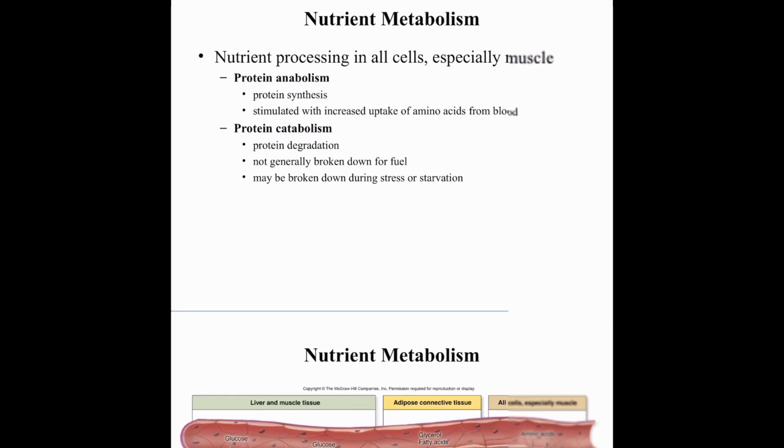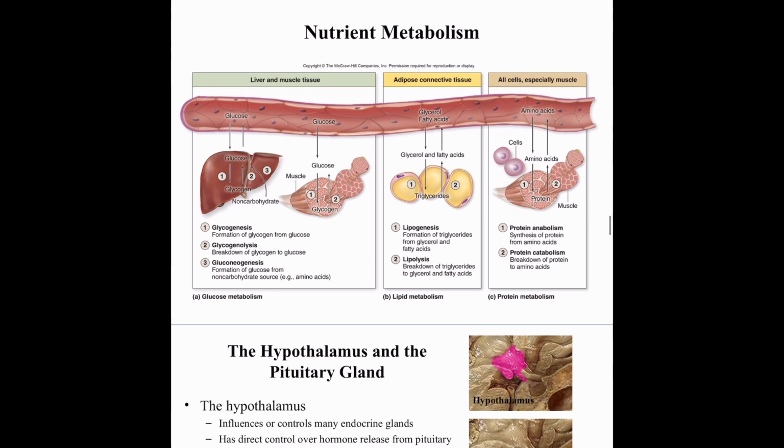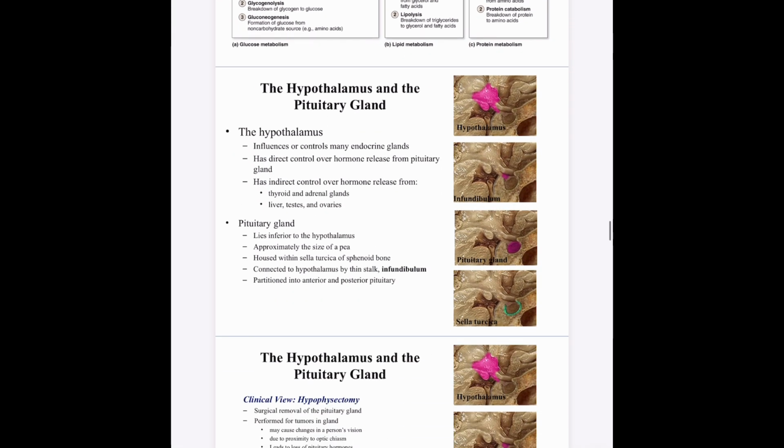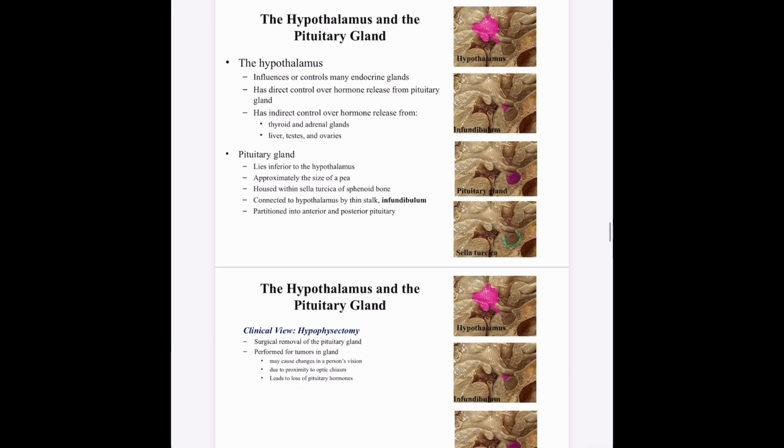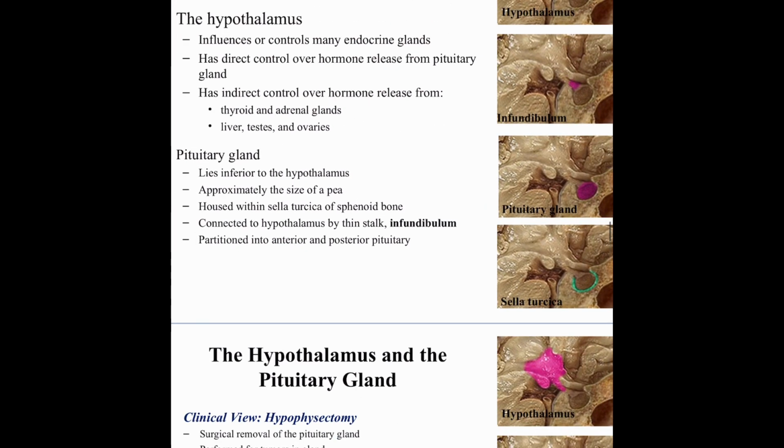Let's see, nutrient metabolism. Again, just another overview, and then we get into the hypothalamus and the pituitary gland. This is where we get into the nitty-gritty of hormones, releasing hormones, and how they do things in the body. I would say get familiar with bolded words. Whenever you're reading any slides, just go over bolded words.